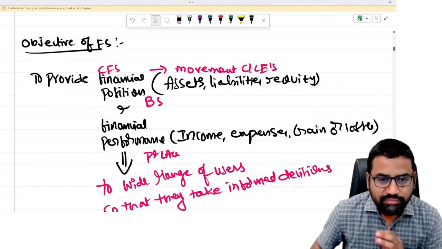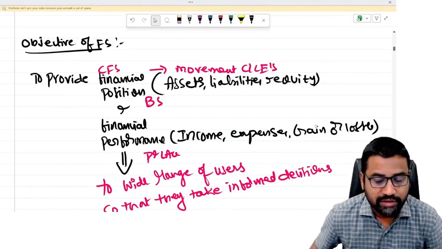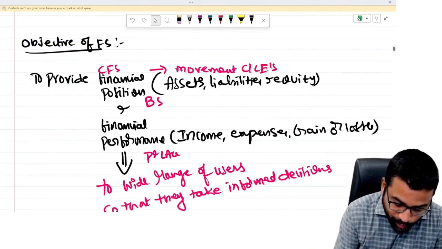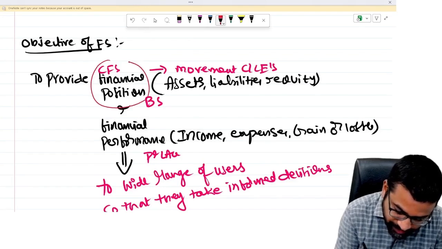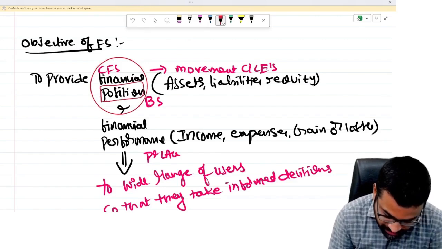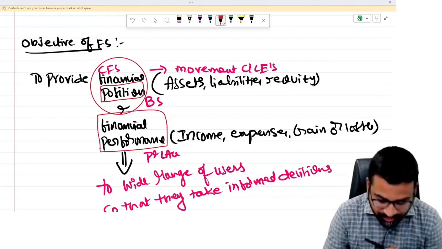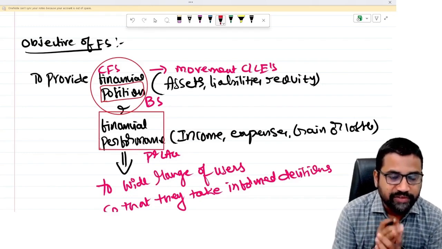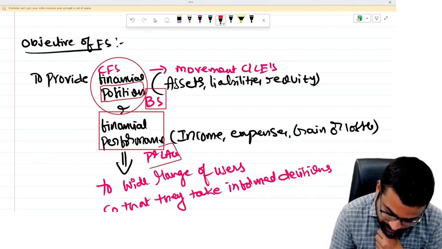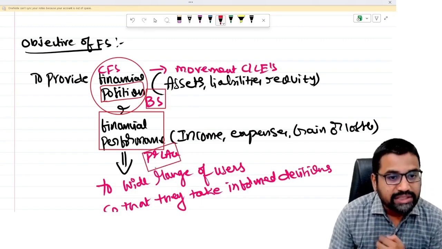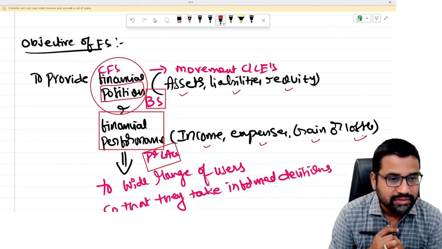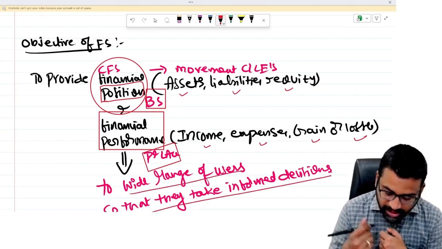Next, again, what is the basic objective of Ind AS 1? To provide principles for preparation of financial statements, as I told you. Another objective is to provide financial information: financial position and also financial performance. Every organization at the end of the year wants to know its performance and financial position. To know the financial position, we prepare the balance sheet, and to know the financial performance, we prepare the P&L account. The balance sheet consists of assets, liabilities, equity. The P&L account consists of incomes, expenses, gains, losses. This is for a wide range of users so that they can take informed decisions.